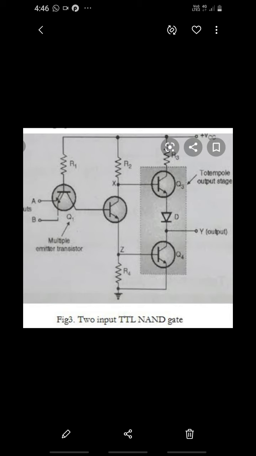Case 2, if A = B = 1, if both inputs are high, the base to emitter junction of Q1 is reverse biased and its base to collector junction is forward biased. So it permits current through R1 and the base to collector junction of Q1 into the base of Q2.